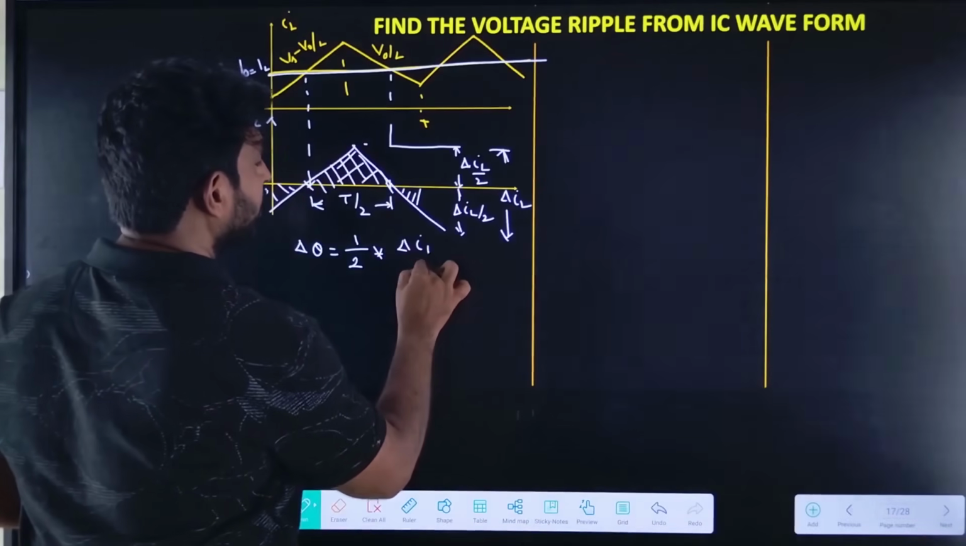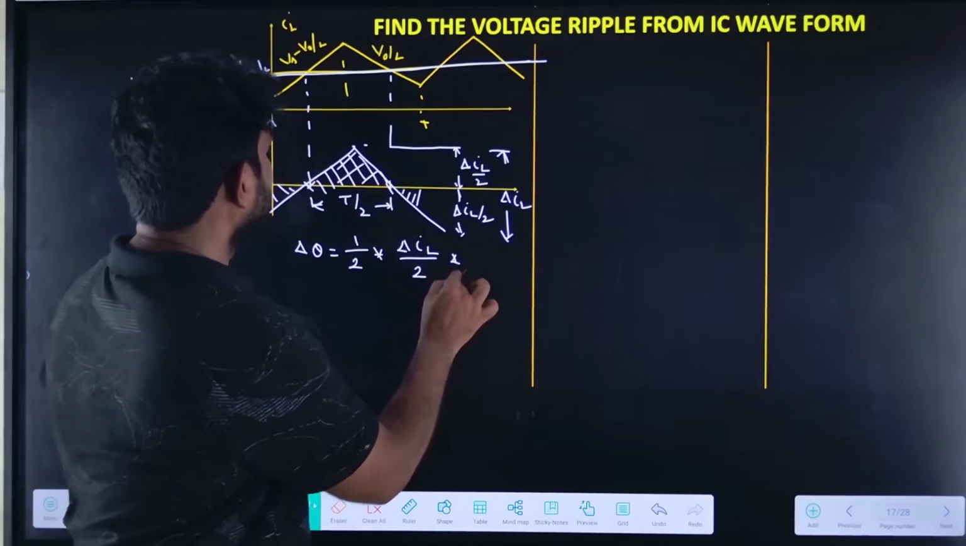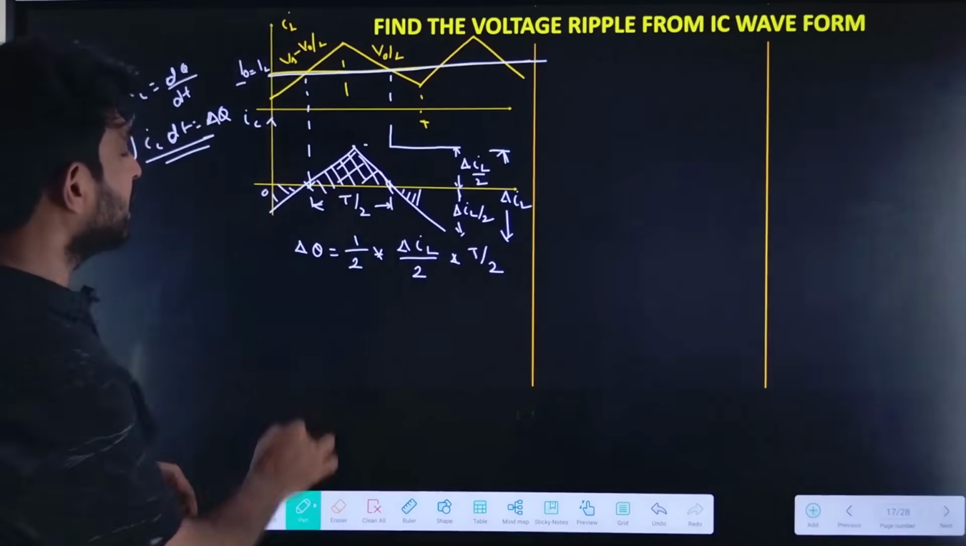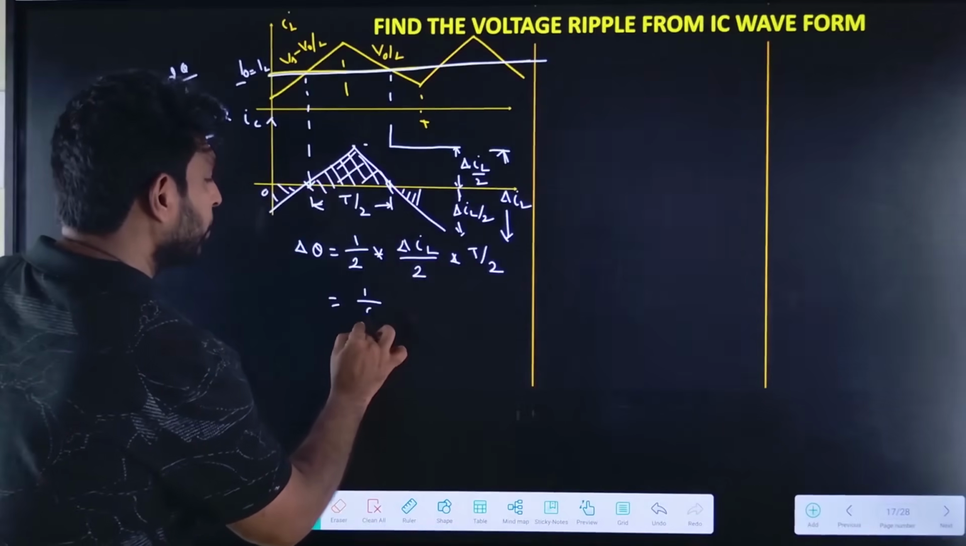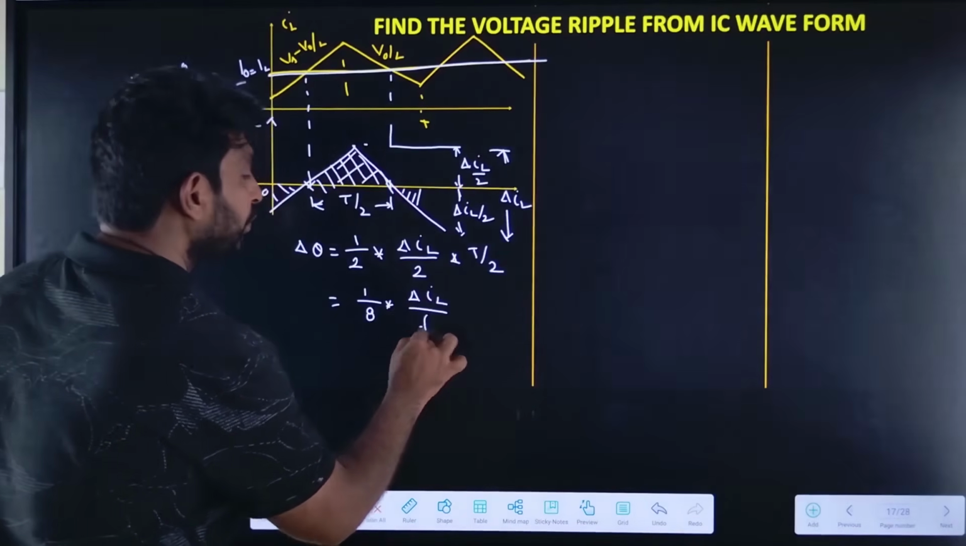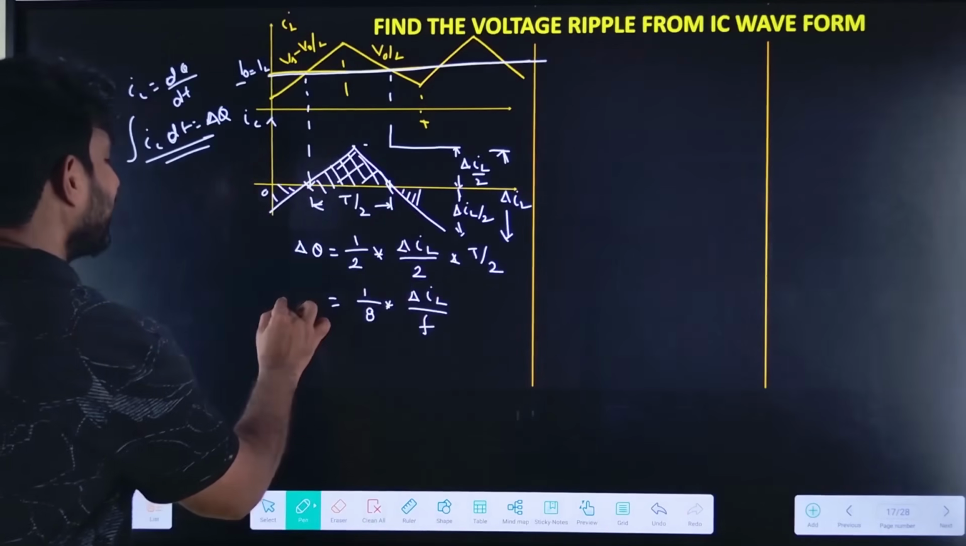So delta IL by 2 into T by 2, which is nothing but 1 by 8 into delta IL divided by F, since T equal to 1 by F.